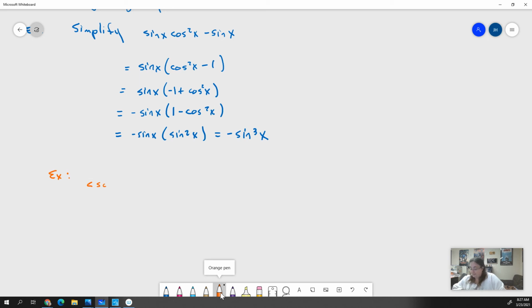Sometimes it takes a little playing with it to fully get it. So if I have cosine squared of x times cosecant squared of x, I could have written it in the other way, but minus cosecant of x, just cosecant of x, not squared. And we need to simplify this, right? Again, we are simplifying.